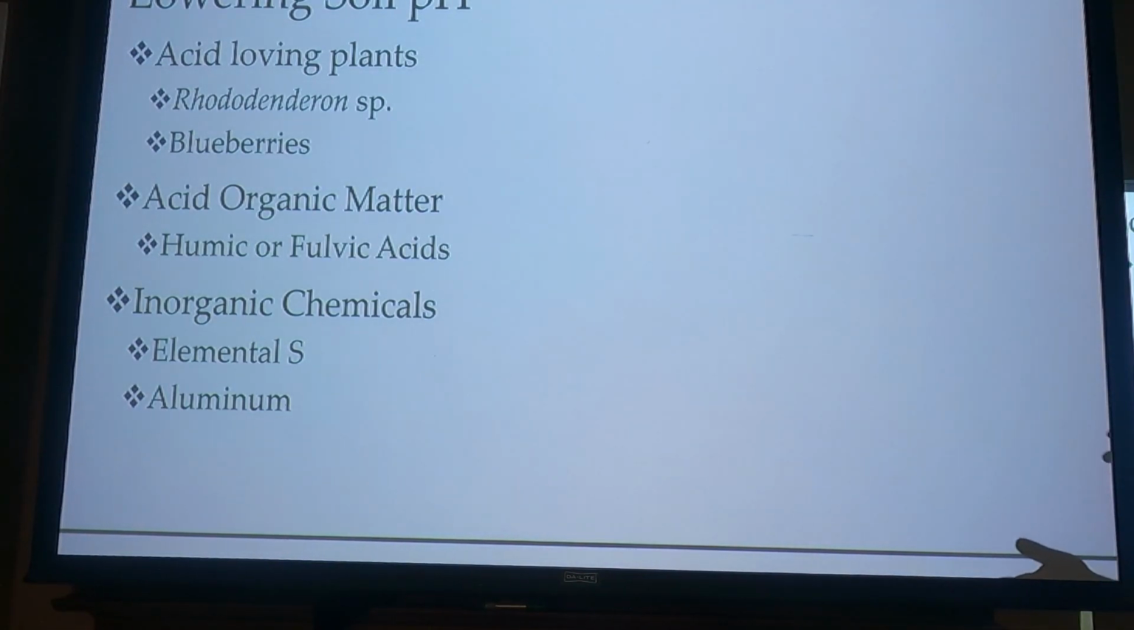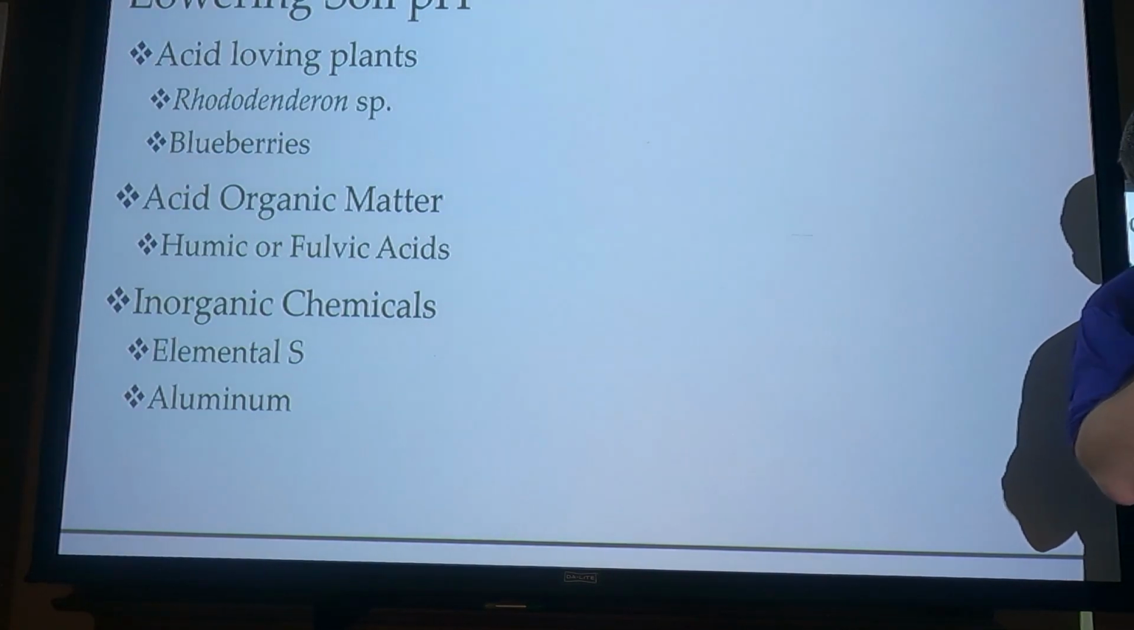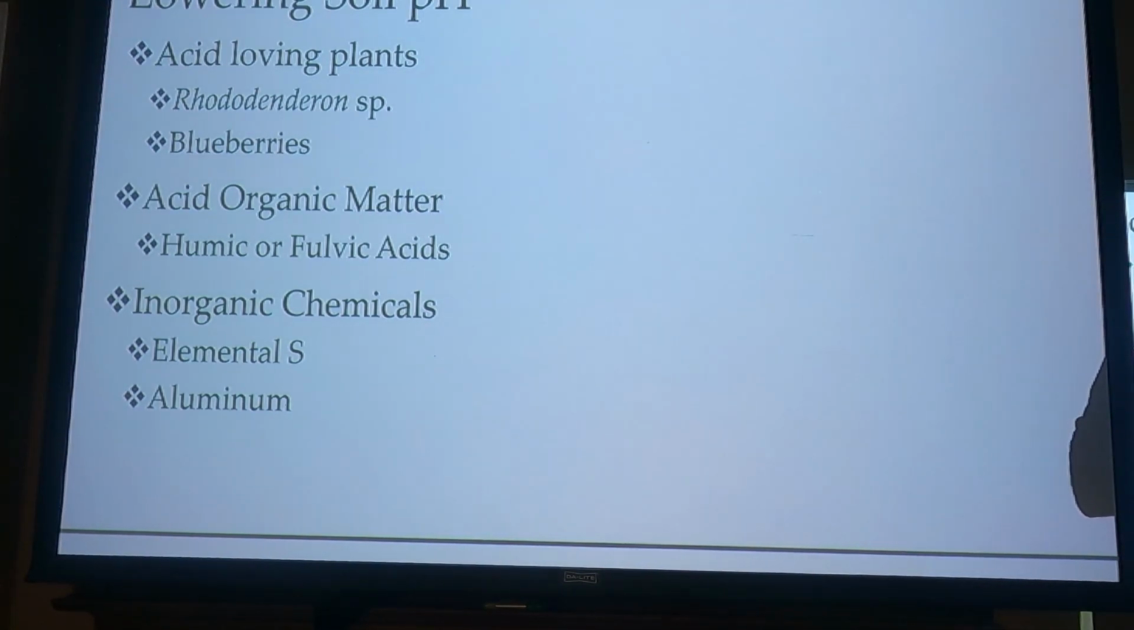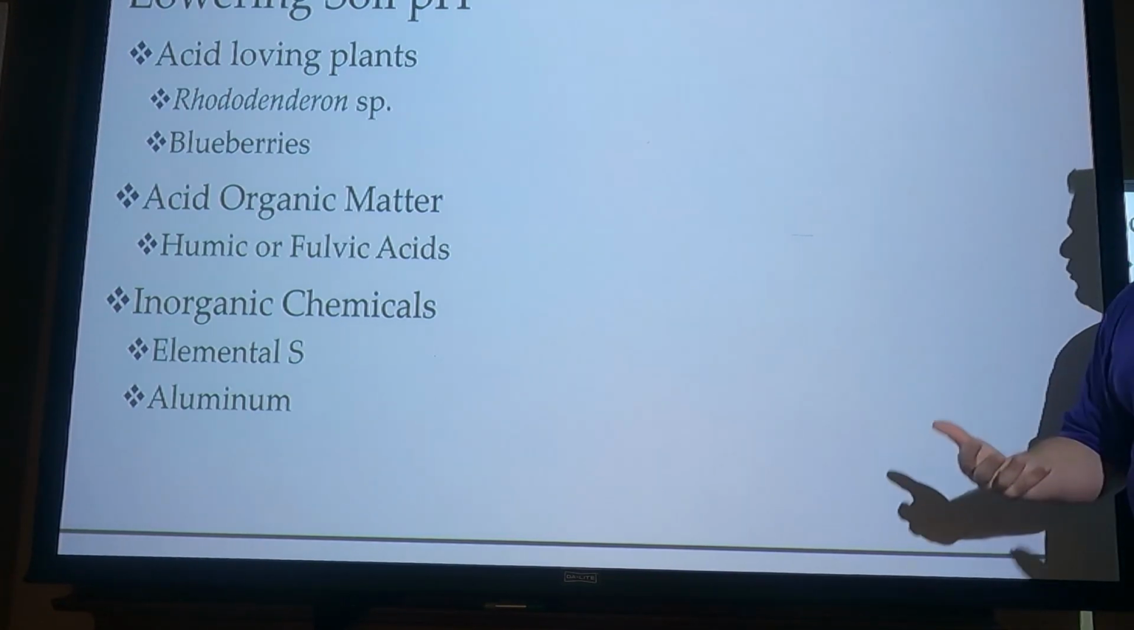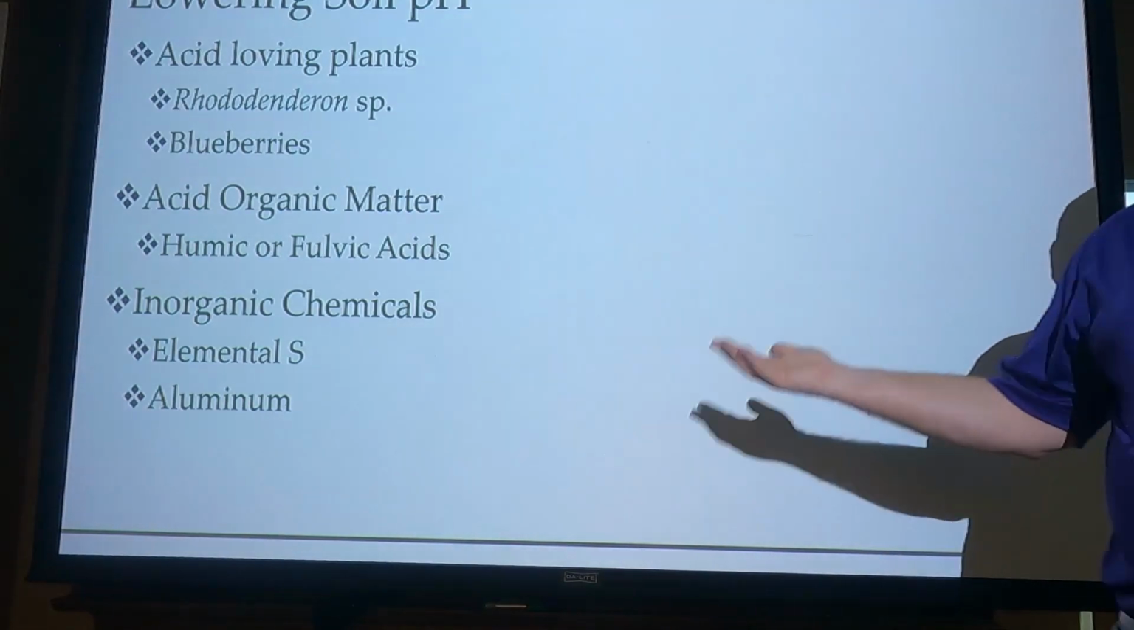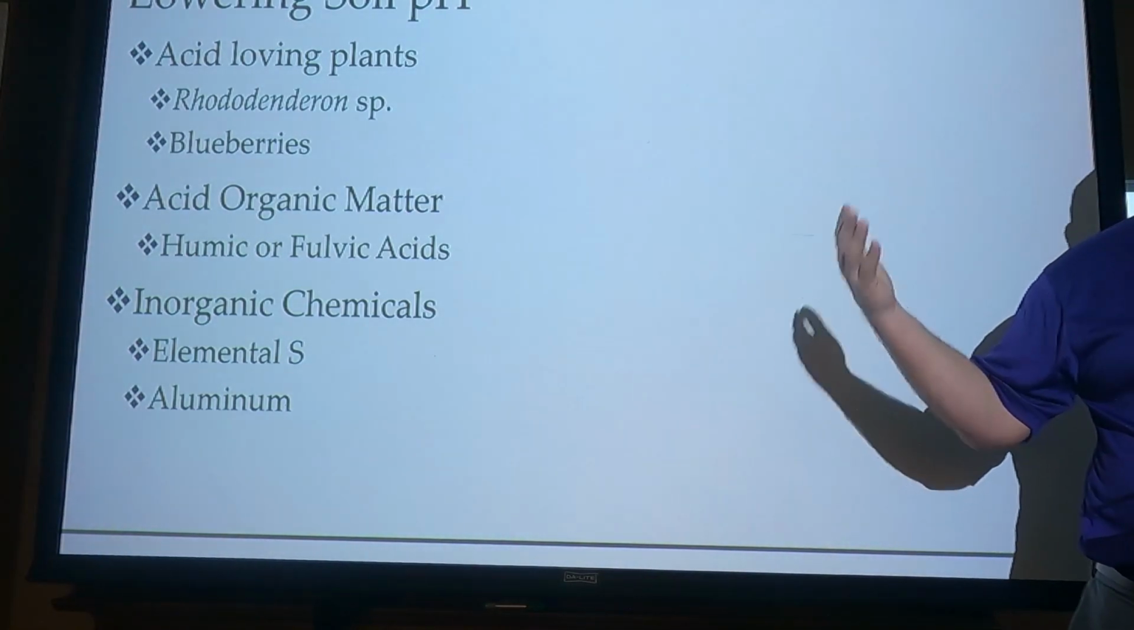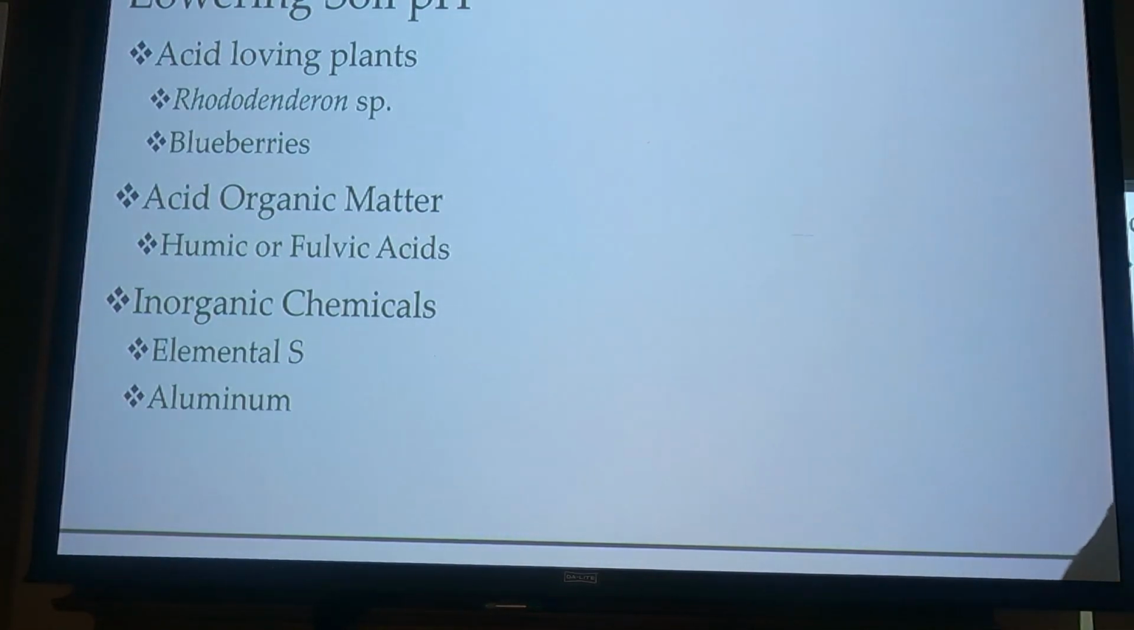One way we can do that is we can add these humic or fulvic acids. I was working with a coal mine that was trying to use excess coal as a soil amendment to improve water holding capacity and also nutrient retention. But one drawback of it was that it changed the pH very quickly. It acidified that soil. We can also use elemental sulfur, again, and aluminum.